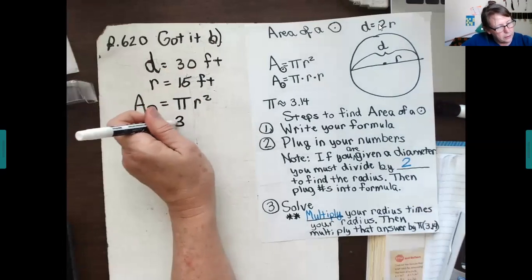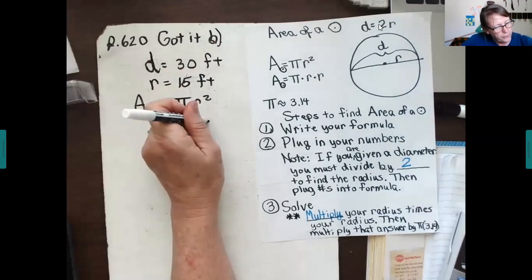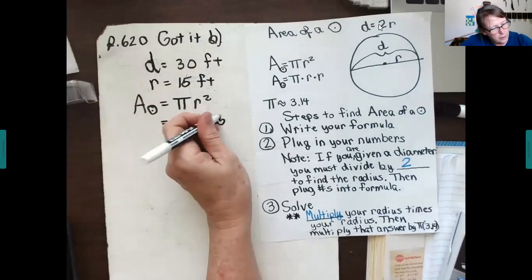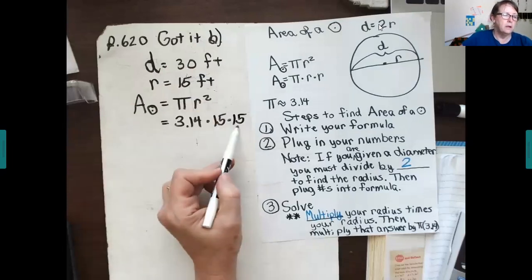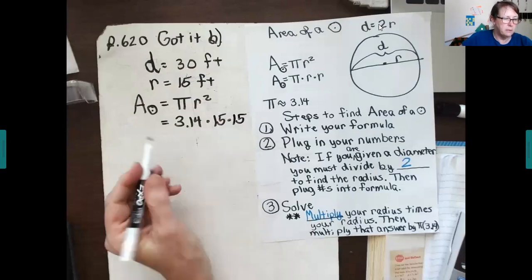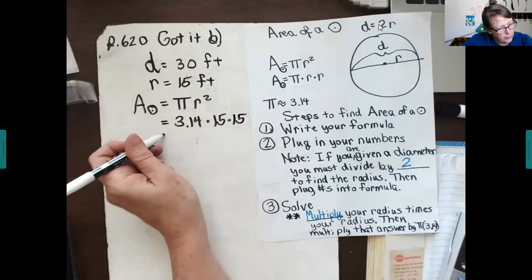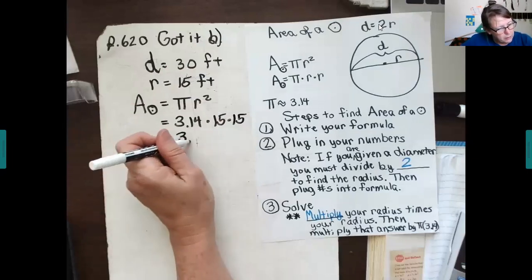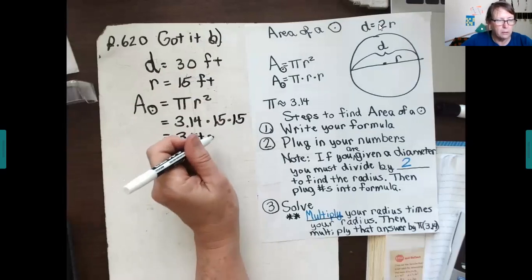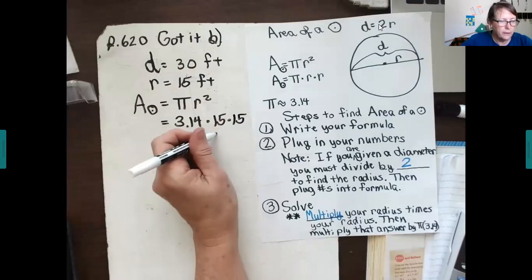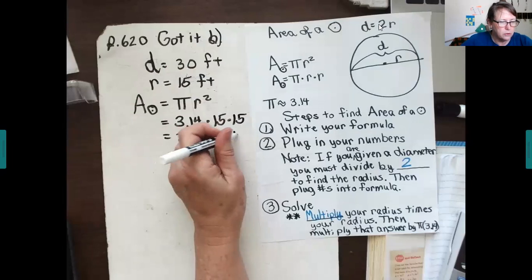Hey, I'm going to start skipping a step. You see how I broke it out? And I plugged in the values at the same time. Okay. Now you're going to multiply radius times radius. Depending on how well you know your squares, you may not have to go to the calculator. But if you need to, go to the calculator. 15 times 15 is 225.